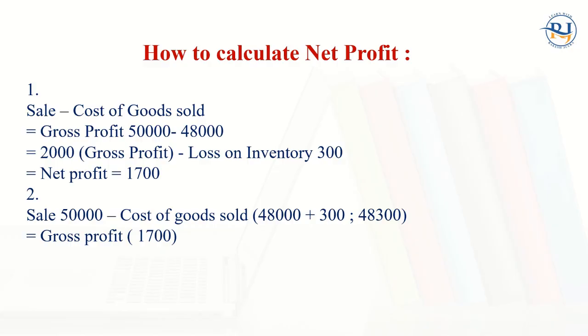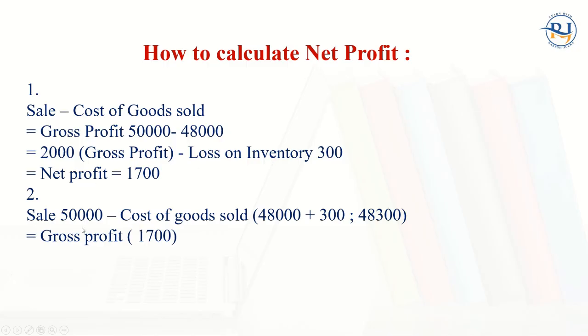Now, if we talk about the net profit, we know that net profit is sale minus cost. So the sale, whatever sale we have made during the period, minus cost of goods sold. So that will be the gross profit. If there is a gross profit that we calculated, sometimes there is a loss on inventory. Inventory that we have in the store, some laptop, some mobile phone is broken. So that is the loss. So the loss will be at the expense of the company. So gross profit minus loss on inventory is equal to net profit.